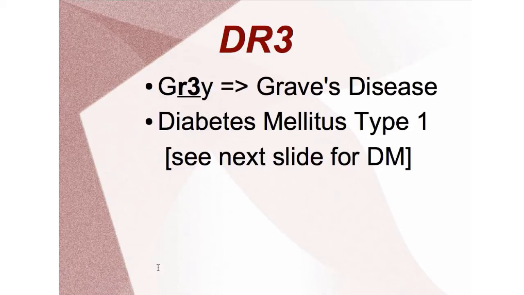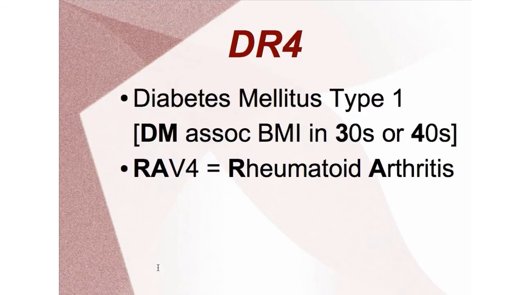We also have to remember with DR3 and then our next one, which is DR4, that these both have an association with diabetes mellitus type 1. And I remember these by thinking about 3 and 4 being 30s and 40s, and that could be the age 30s or 40s, or BMI 30s or 40s of when someone you might expect to get diabetes. Of course, we know that they wouldn't actually be getting these types of diabetes. Type 1, of course, is childhood onset or juvenile diabetes, but it's just a way that I remember it. Finally, for 4, I like to think of RAV4, and that RA reminds me of rheumatoid arthritis.